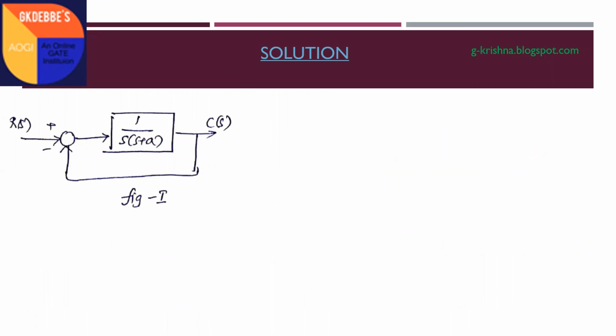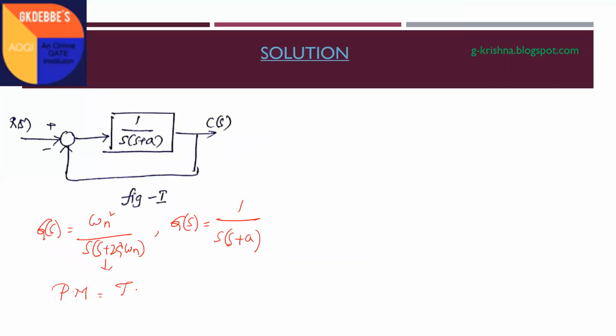For the first figure, this is a standard second order system. The open loop transfer function of a standard second order system is omega n square by s into s plus 2 zeta omega n. The open loop transfer function given in figure 1 is also in the standard format, 1 by s into s plus a. For this standard second order system, what is the phase margin?